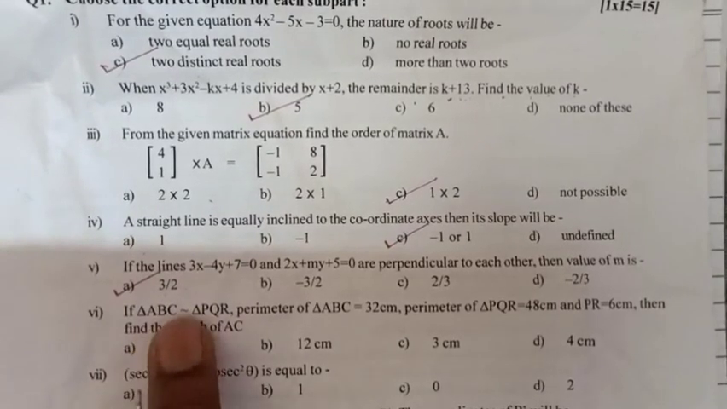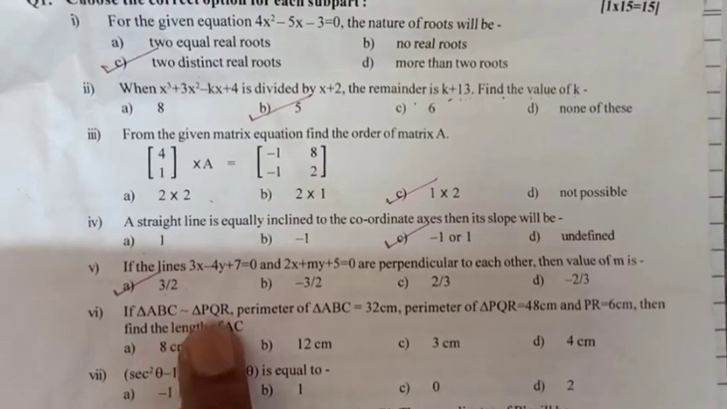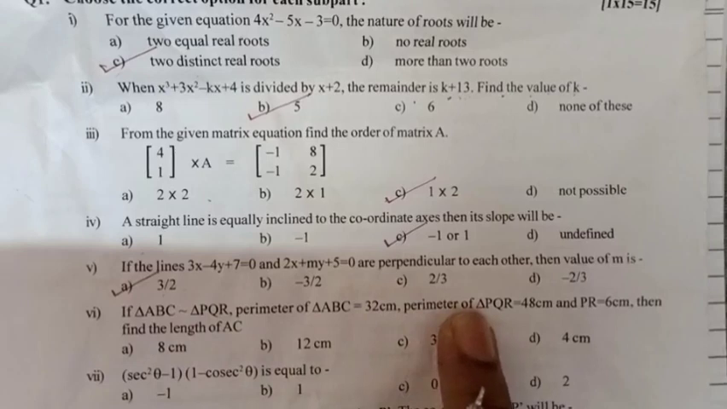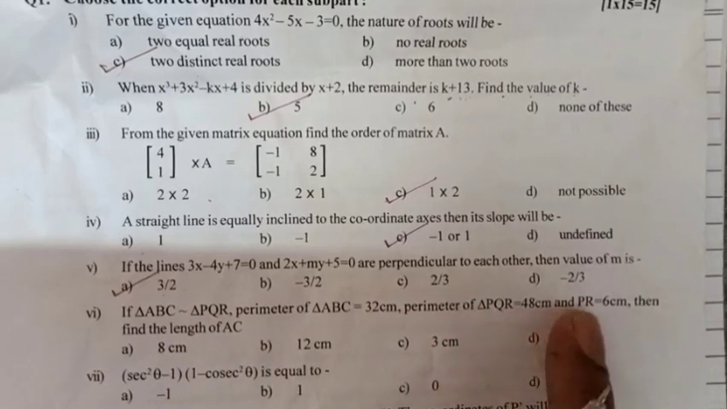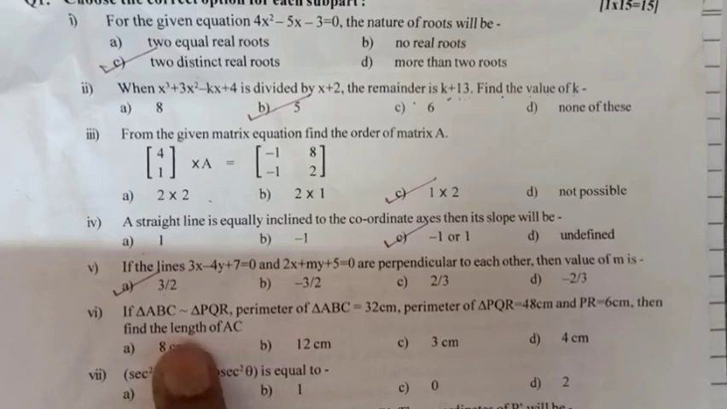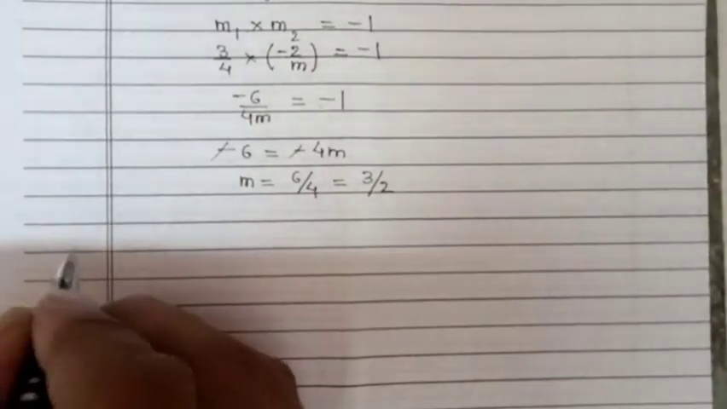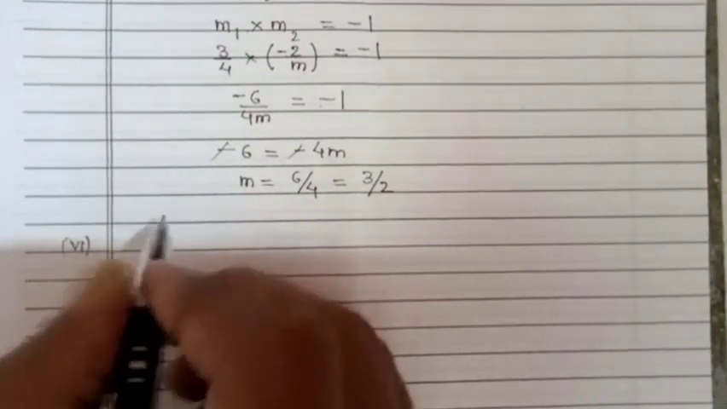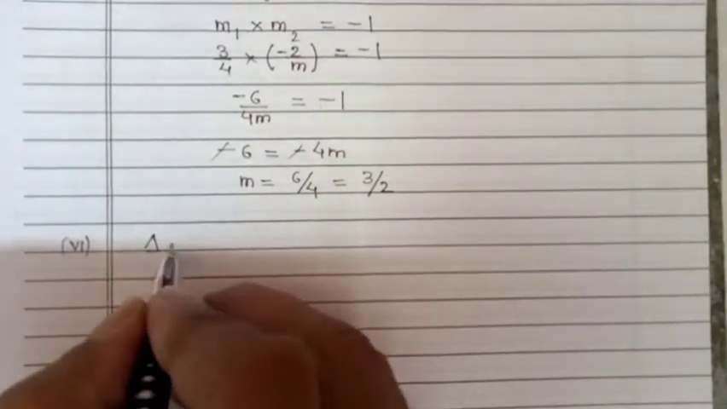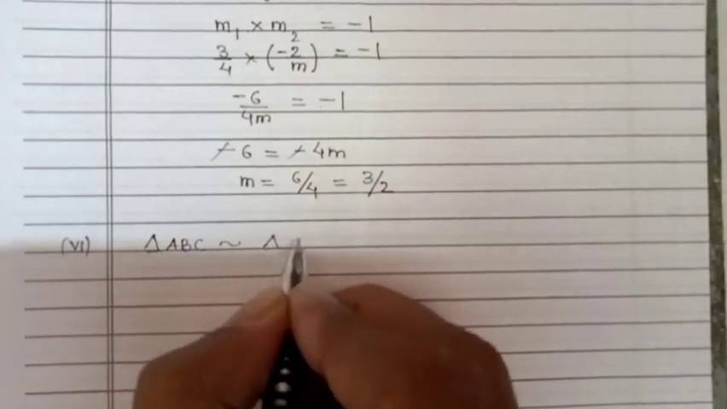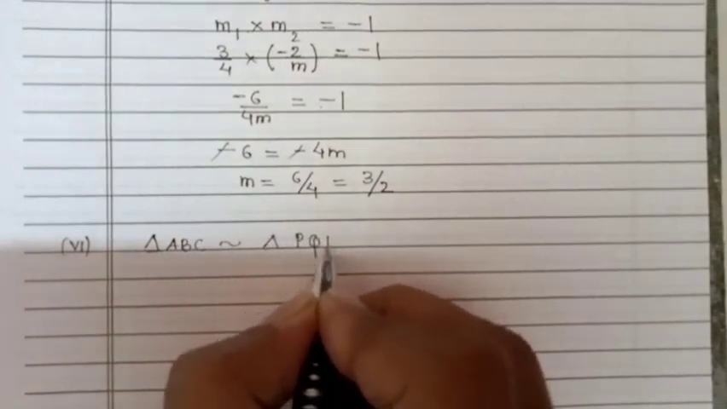Sixth part says the two triangles are similar, perimeter of both the triangles are given, then length of PR is given, and they have asked us to find the length of AC. See how this can be done. First of all, we can see the two triangles given to us are similar. So according to the question, they have given that triangle ABC is similar to triangle PQR.